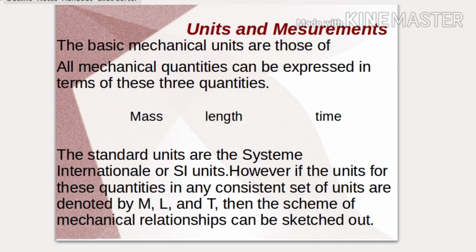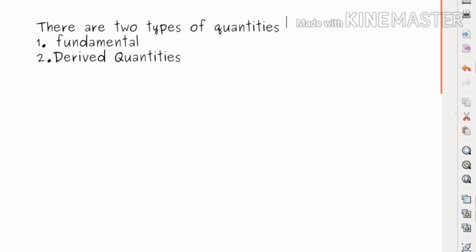Now there are two types of quantities. The first one is fundamental and the second one is derived quantity. Now what are the fundamental quantities? Write down the definition in your notebook so that it will be easier for you to revise it. What are fundamental quantities? The fundamental quantities should be independent of each other, and secondly, all other quantities may be expressed in terms of fundamental quantities.